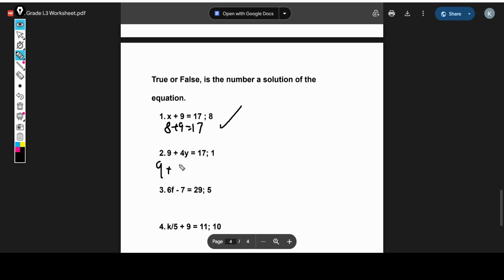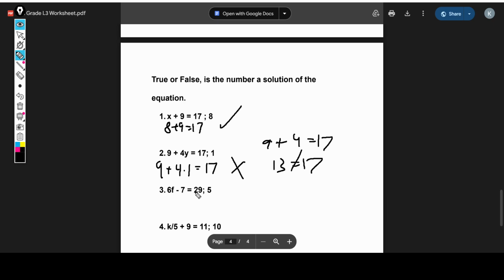9 plus 4y, this means it's being multiplied, so 4 times 1, and the dot is used for multiplication. I'm not sure if you guys have seen this, but instead of using crosses, we use dots for multiplication when you go to more advanced high school level math. Equals 17. And so 4 times 1 is just 4. So you get 9 plus 4 equals 17. And 9 plus 4 is 13. And this is very much not true. So this is not true.